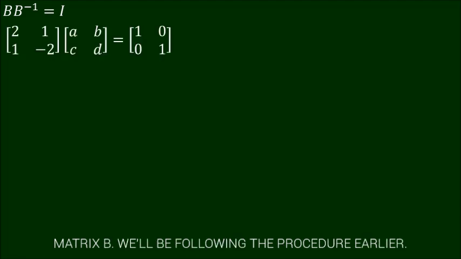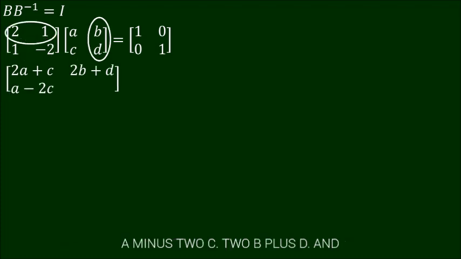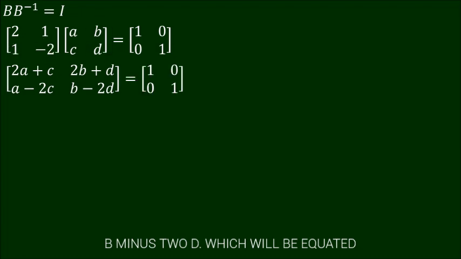Next, we compute for the inverse of matrix B. We'll be following the procedure earlier. On our left side, we will have 2A plus C, A minus 2C, 2B plus D, and B minus 2D, which will be equated to the identity matrix.